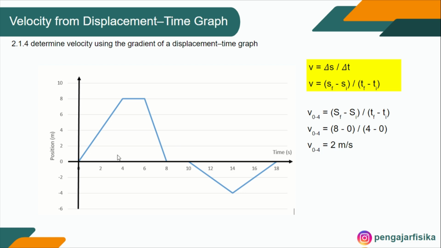It means for the first 4 seconds, the velocity of the object is positive 2 meter per second. So the object is moving to the right.